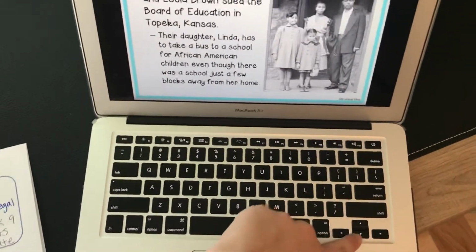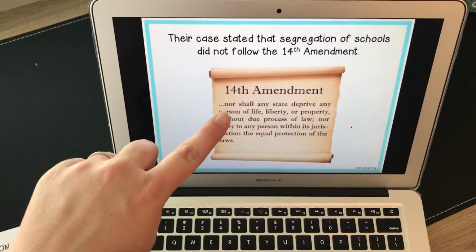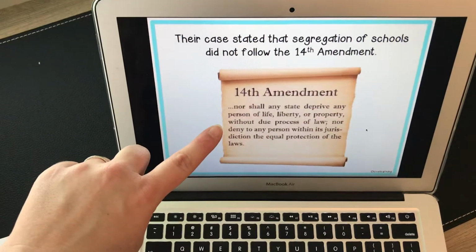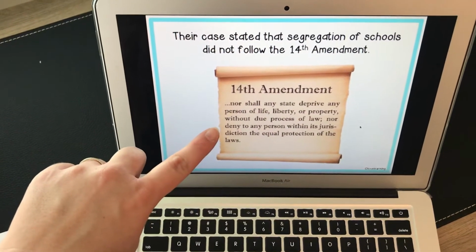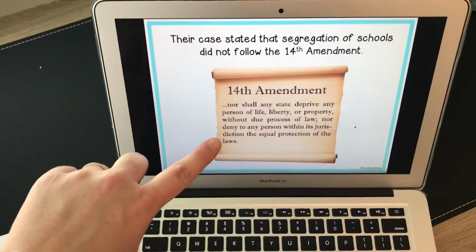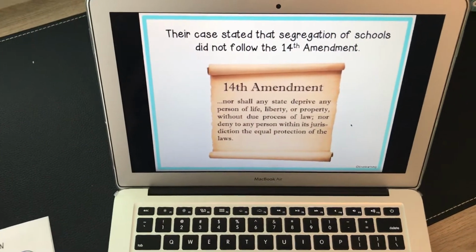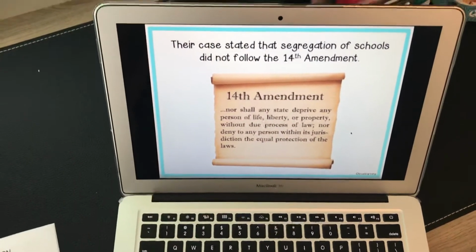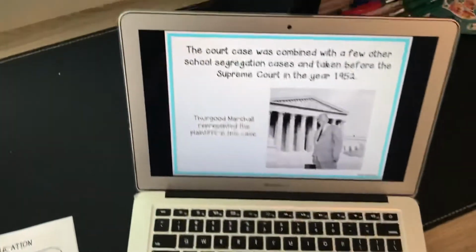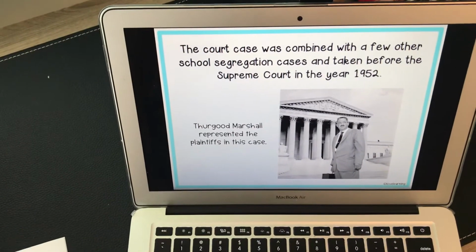So they ended up taking this court case up with the 14th Amendment: nor shall any state deprive any person of life, liberty, property without due process of law, nor deny any person within its jurisdiction the equal protection of the laws. So they said that because she was not allowed to go to any school she wanted, it didn't help her with equal protection of the law. So this actually won. It was one of the first huge segregation precedents to win in court cases.